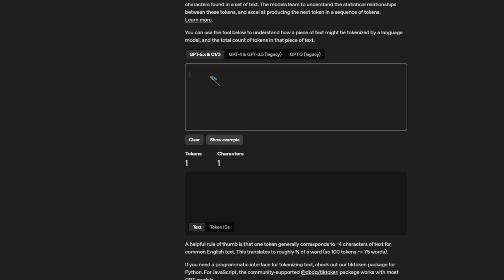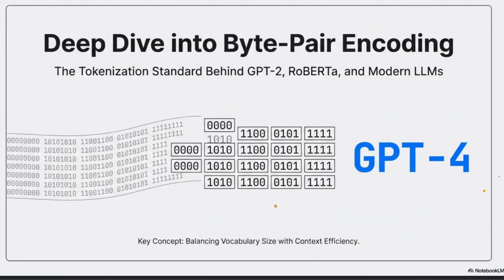So let's see an example of the tokenizer used by OpenAI GPT-5. If you write, for example, "tokenization problem", you can see how it is tokenized: space problem is one token, and the word tokenization is split into three tokens. So let's look at how this works.